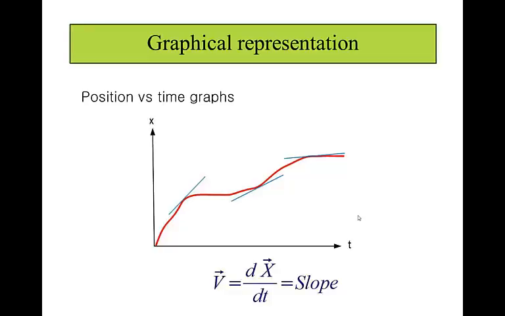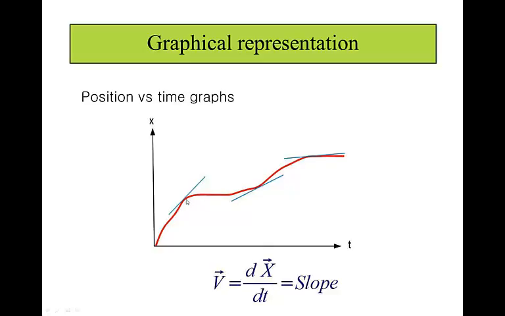Graphical representation. In this section we are trying to use graphs to explain motion. The first type of graph we discuss here is the position versus time graph. The y-axis is the position represented by x, and the x-axis is time. So in this graph we know that the velocity v is dx over dt. So dx over dt is the slope.